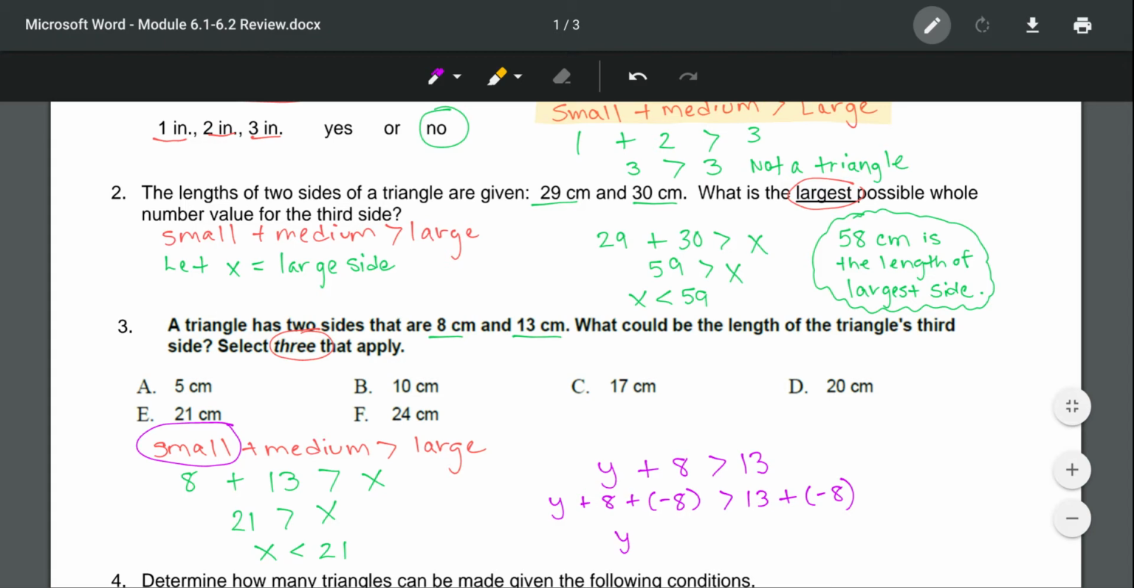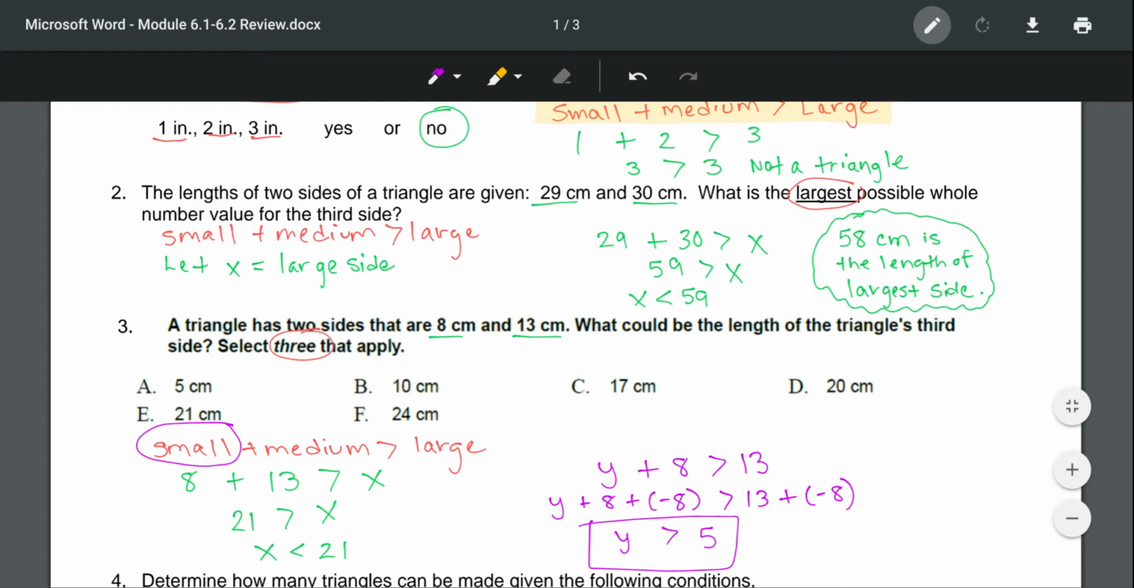So I would get that y is greater than 5. So that means that my sides could vary between greater than 5 or less than 21. Now when I select my answer choices, if you look at A, it says that it could be 5 centimeters. Well, according to my answer, y has to be greater than 5, or the third side has to be greater than 5, so A wouldn't work.